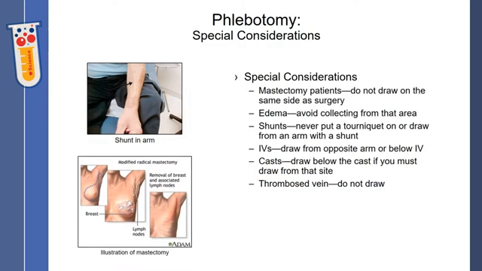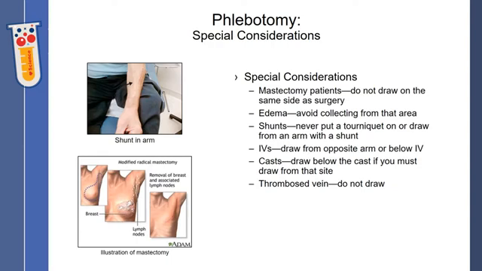Other special considerations. If your patient has had a mastectomy, you should not draw from the same side where they had that surgery. In the illustration there, you can see that when they remove the breast, they also remove the lymph nodes. So putting a tourniquet on that arm can actually cause a lot of issues for those patients because they have no lymph nodes on that side. If that patient has undergone a double mastectomy, you may need to draw from the foot or consult with the patient's nurse or their provider and see what's the best course of action for you.